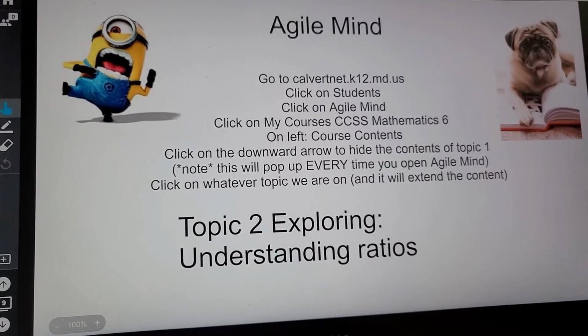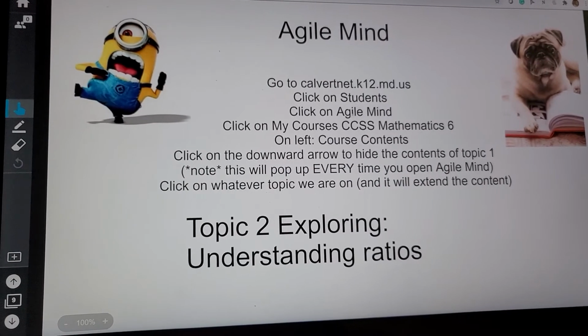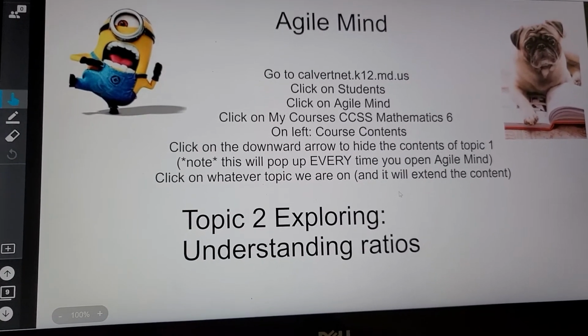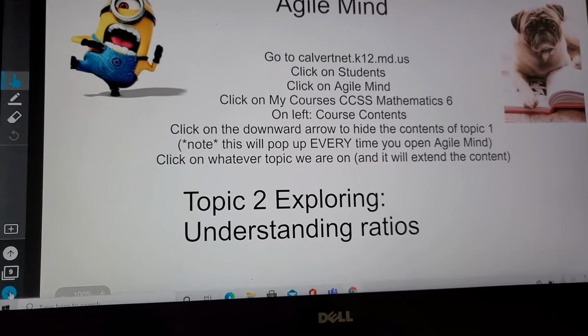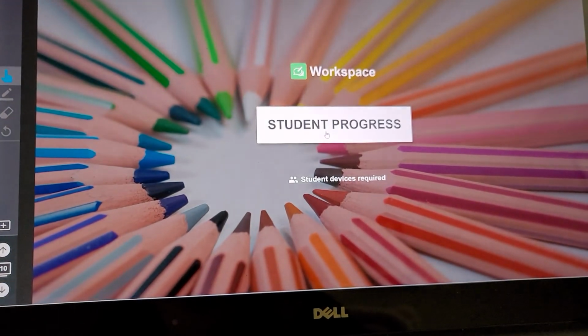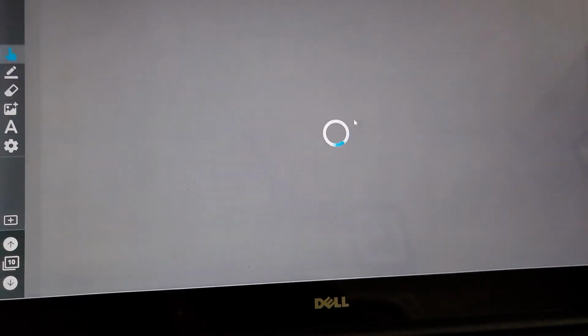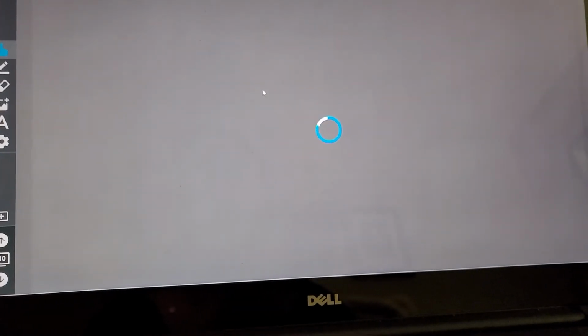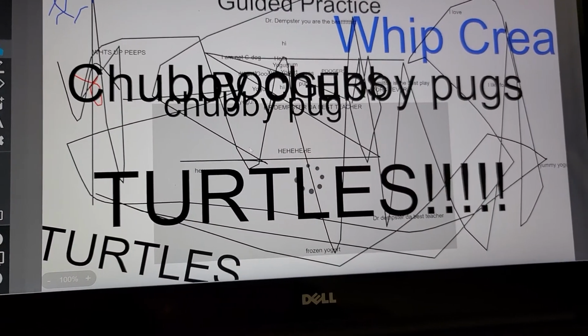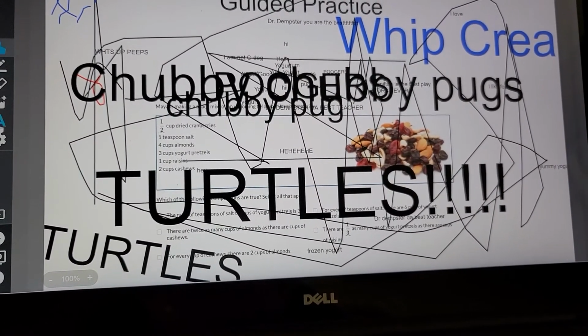Then we went to Agile Mind. We got onto topic 2, exploring ratios. We had a workspace that we looked at, and I showed the kids how to use the workspace correctly, and they had a little bit of fun with it. I let them play around with it a little bit.